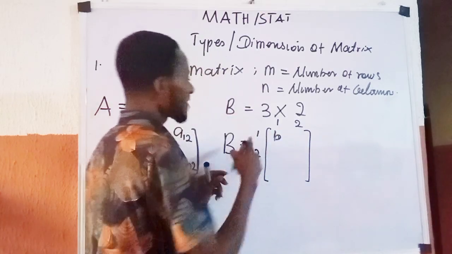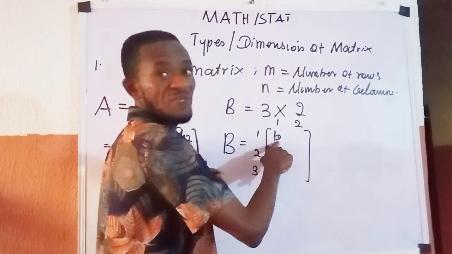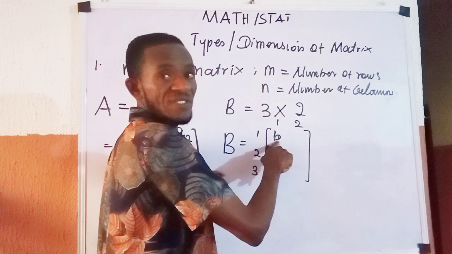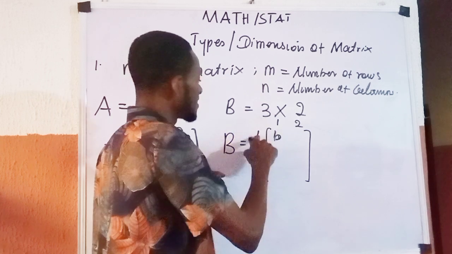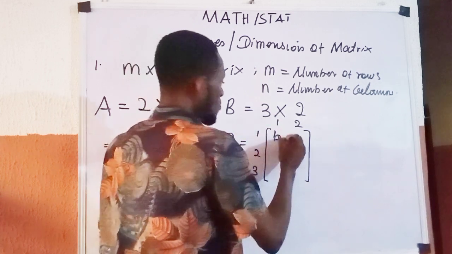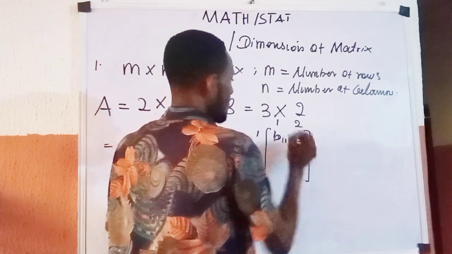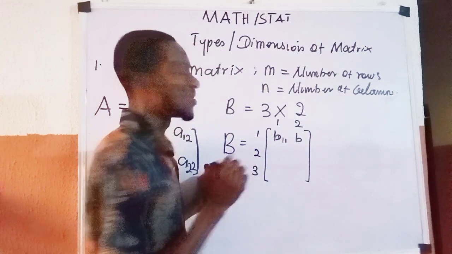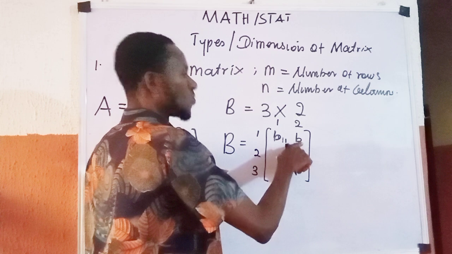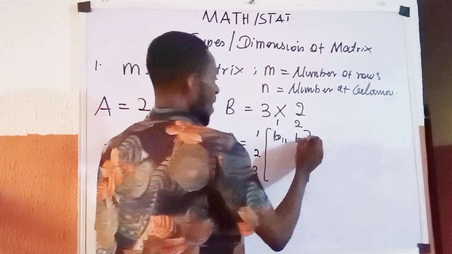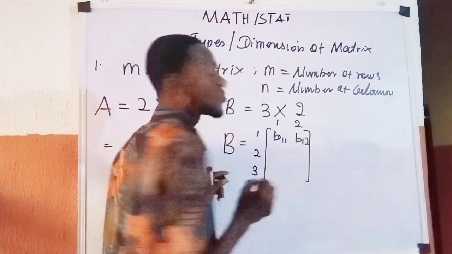We quickly ask ourselves a question. What is the position of this B? At which row is it, and at which column is it? It is at row 1, column 1. 1, 1. Here we write another B. We ask ourselves, which position is this B? Which row is it still? It is still in row 1, but this time around in column 2.